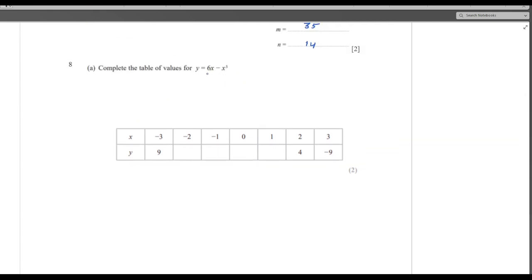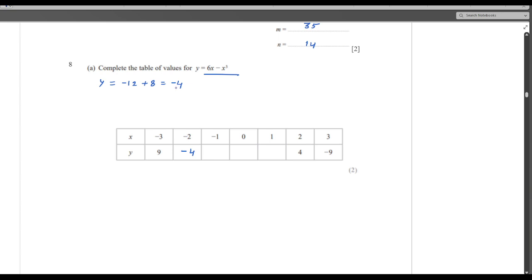Now y is given as 6x minus x cubed. When we take x as minus 2, 6 times minus 2 is minus 12. Minus 2 cubed is minus 8, so it becomes minus plus. So minus 12 plus 8 is minus 4. Let me see if what I'm doing is correct. If I substitute x as minus 2, it will be minus 12 plus 8, so this is minus 4, which is perfectly all right.